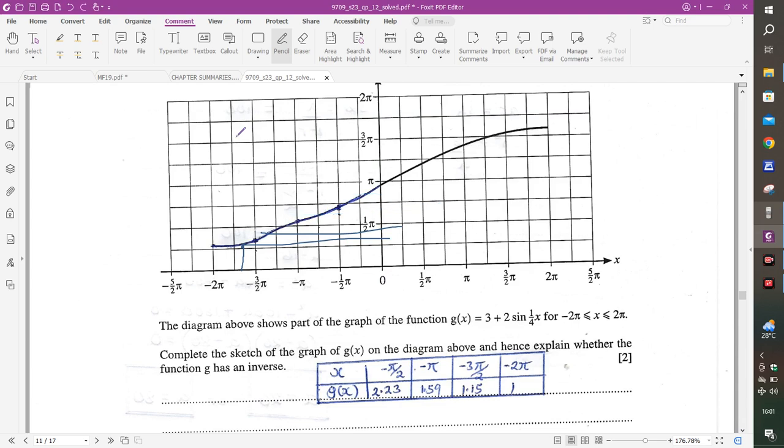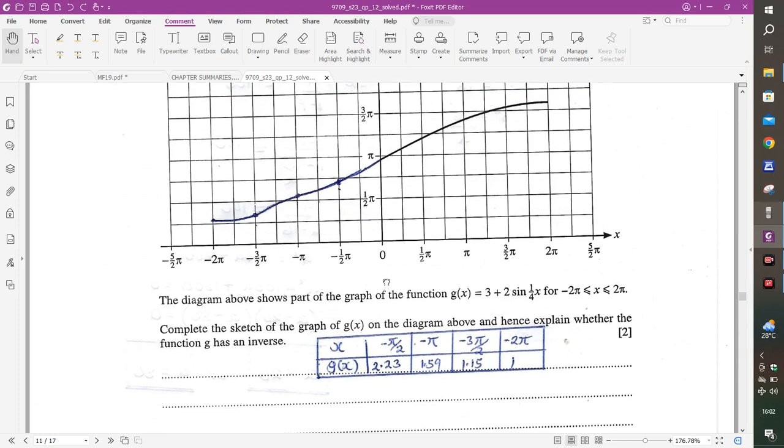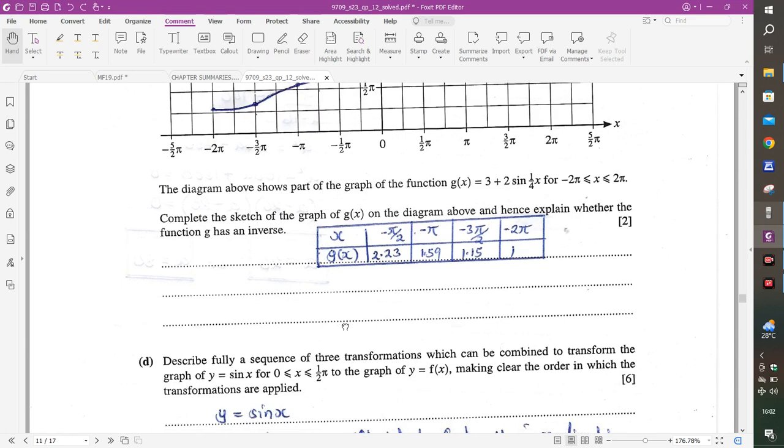So just say it is 1 to 1. It's not many to one. It's not 1 to many. So it has an inverse because it is 1 to 1. Then next they say describe fully a sequence of three transformations which can be combined to form the graph of y is equal to sine x, on the interval 0 to pi over 2, to the graph of y is equal to f of x, making clear the order in which the transformations are applied.